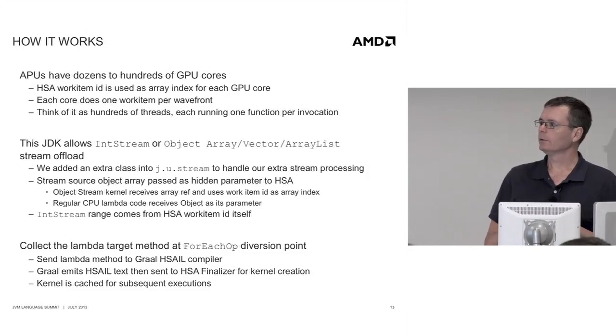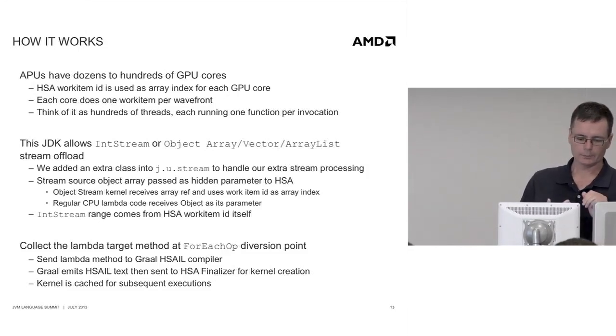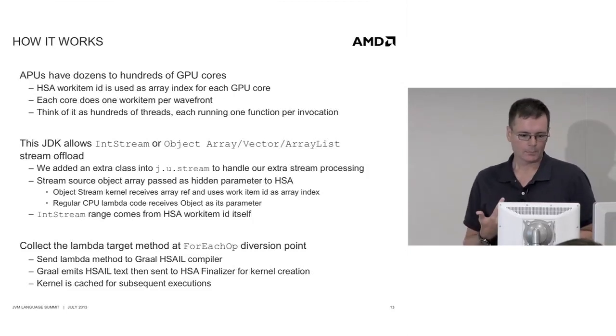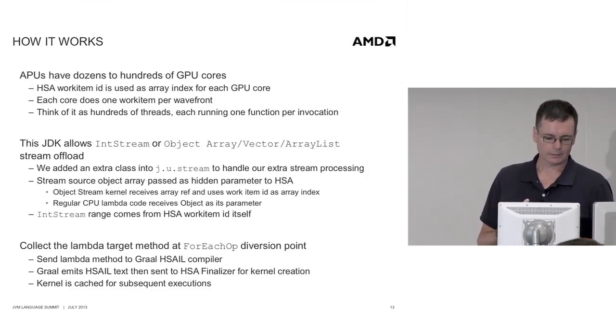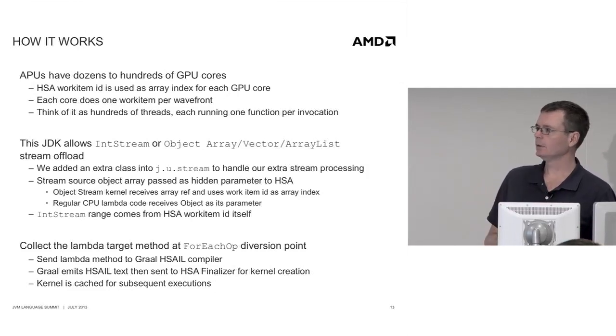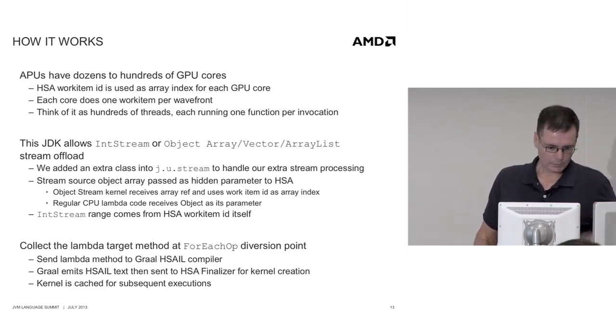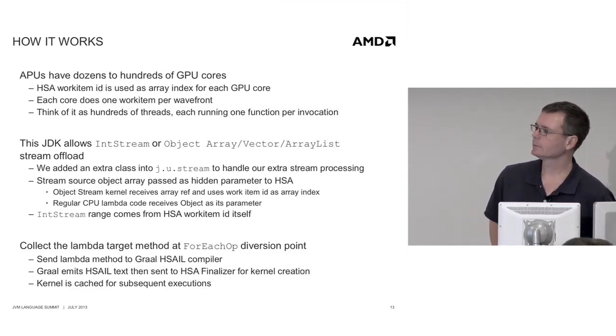In the code we've done here, we've modified the JDK enough to be able to support the int stream ranges, object arrays, vector, and array list, and I'm working on an int stream reduce sum operation, but that's not done yet. So we added an extra class into java.util.stream to help decompose the Lambda pipeline so that we can figure out what's going on and find the source array to be able to send to the GPU.